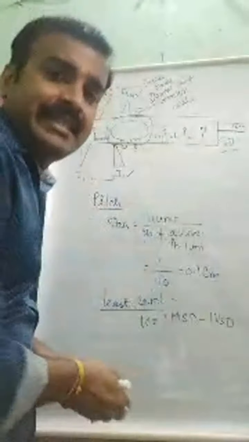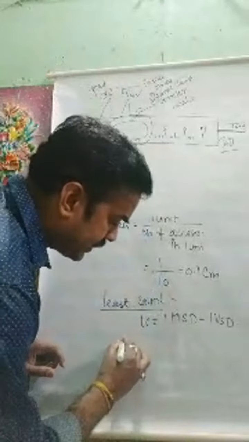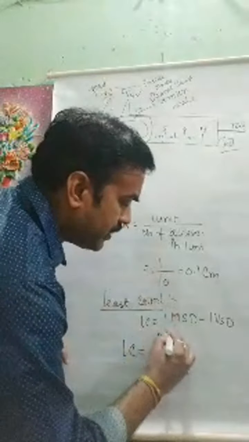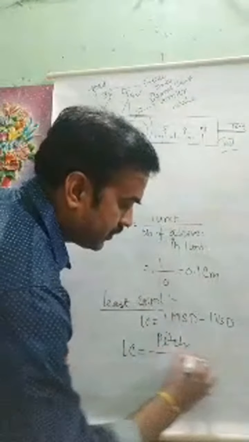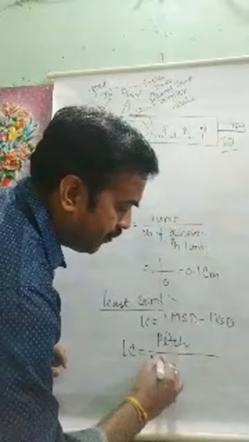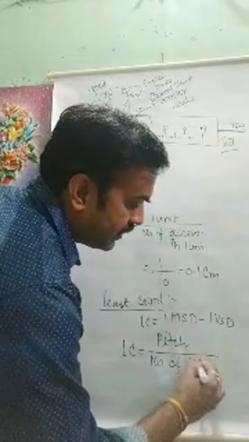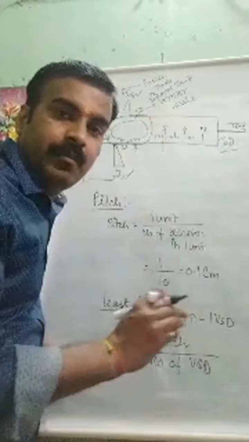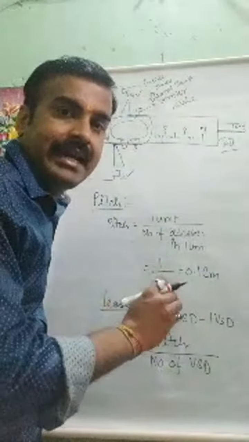Now the formula for the least count: least count equals pitch upon number of Vernier scale divisions.